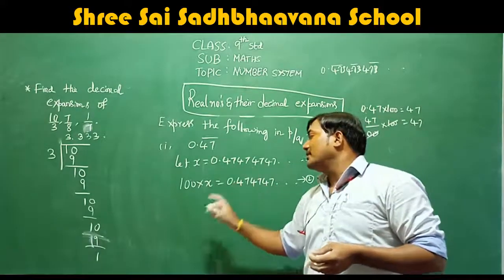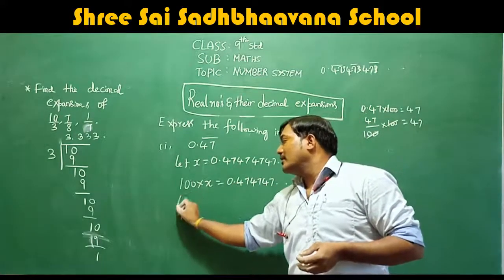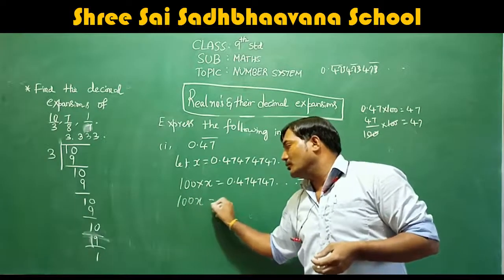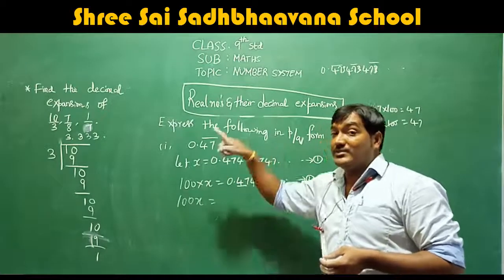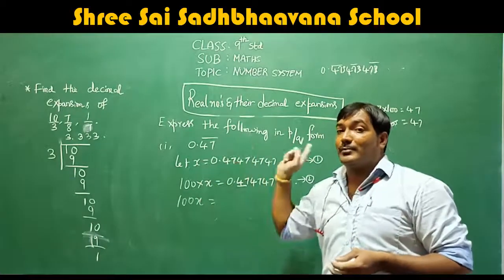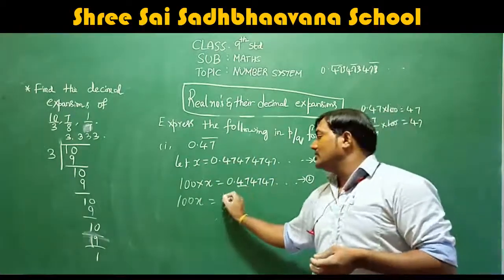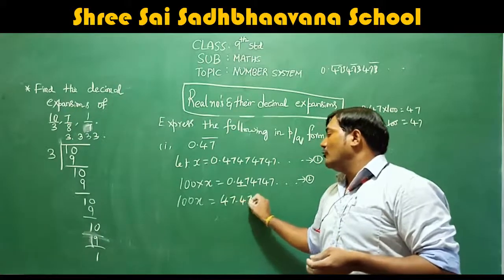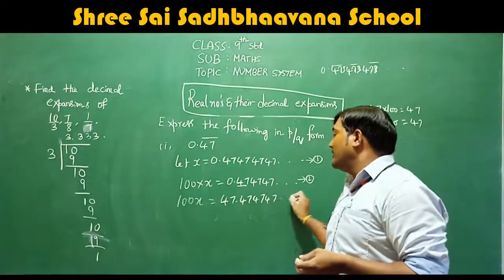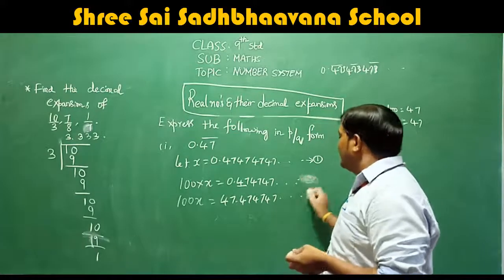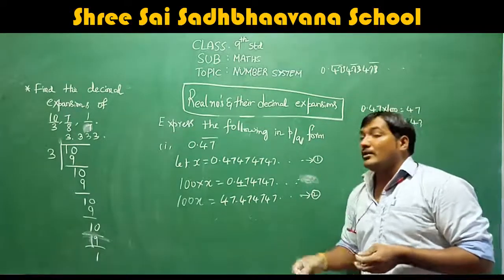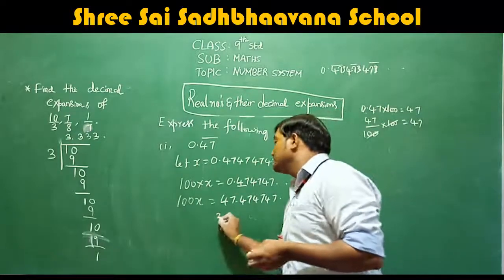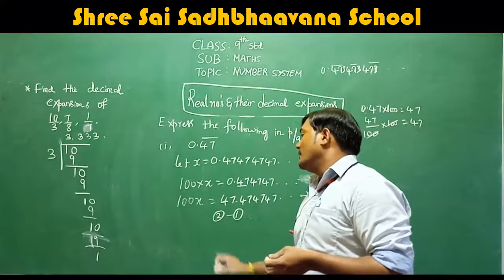Similarly, for 0.474747 and so on, if you multiply with 100, what do you get? 100x is equal to, these 2 digits will come before the decimal point. Over there you got 1 digit because it was 10, and you got 6.66. Here 2 digits will come: 47.474747 and so on. Take this as equation 2, and the original as equation 1. Now do 2 minus 1.